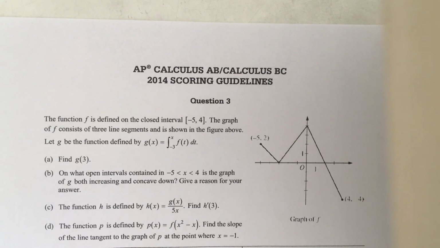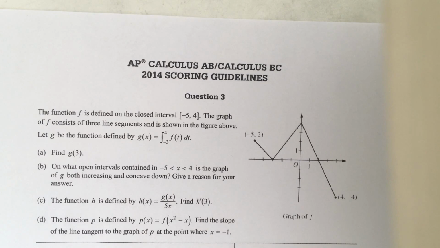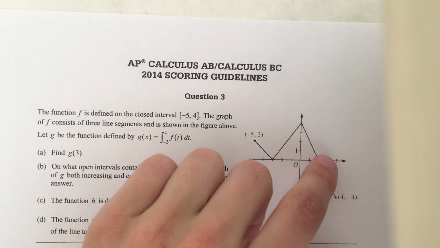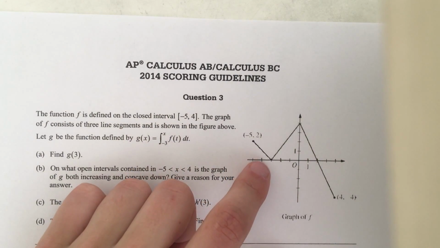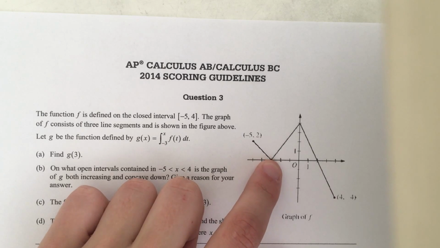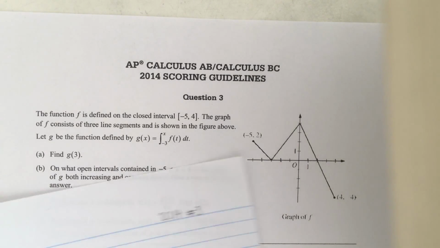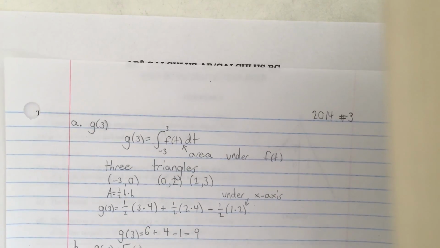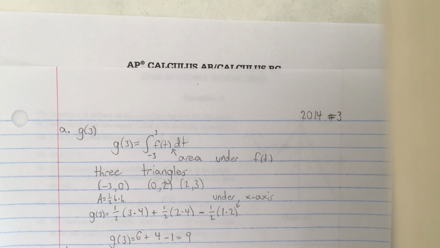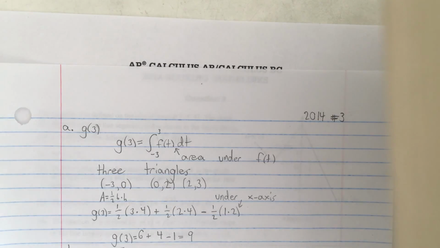So the first thing it does is ask us to find g of 3. What this is asking us to do is find the area under f from 3 to -3, so from 3 over here to -3 right there. What we want to do here is break this into triangles to find the area, since the graph is linear. A good way to do this would be to break it into 3 different triangles, right? One for each of the separate triangles.